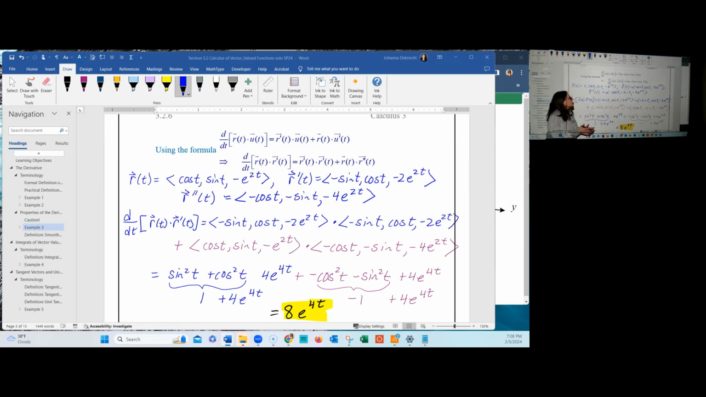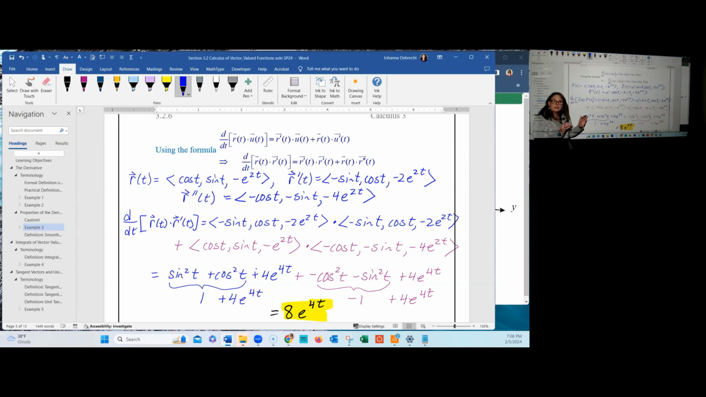Okay, so let's take a look. We needed to compute the second derivative of r, which gives us negative cosine of t, negative sine of t, negative 4e to the 2t. Then to apply the formula from the property, we need to dot the first derivative with itself. And I did that here in blue. When you dot the first derivative with itself, you get sine squared plus cosine squared, which will give you a 1, plus, and it looks like I've lost my plus somehow, plus 4e to the 4t.